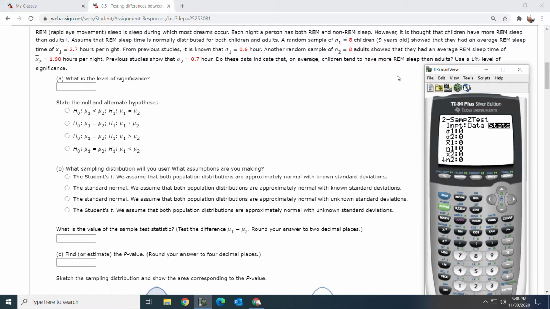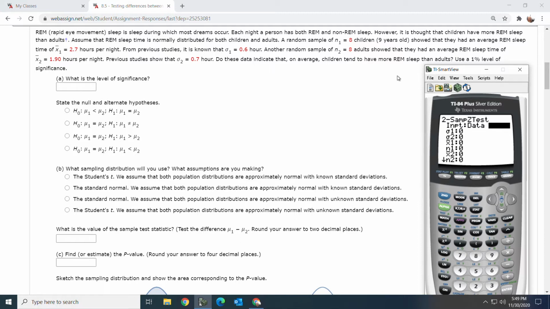Rapid eye movement sleep is sleep during which most dreams occur. Each night a person has both REM and non-REM sleep. However, it is thought that children have more REM sleep than adults. Assume that REM sleep time is normally distributed for both children and adults.